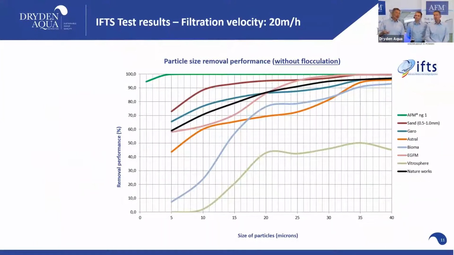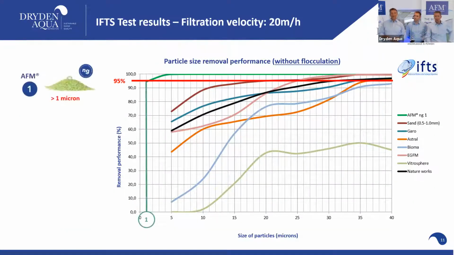This is for question number 5. Is glass always better than sand? You see here our famous 95% limit. How fine can you filter with AFM NG1? Down to 1 micron. Maybe this is why we call it AFM1, right?